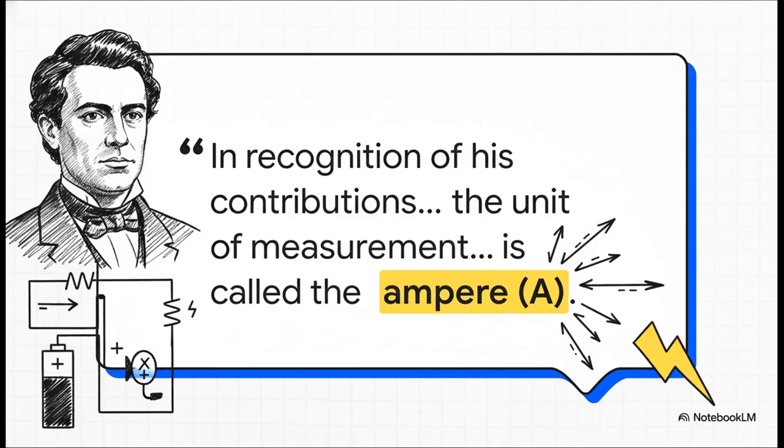For that, we can thank the French physicist André-Marie Ampère. His work back in the 1820s was so groundbreaking that the unit we use to measure the intensity of a current was named right after him, the ampere, or just amp for short.